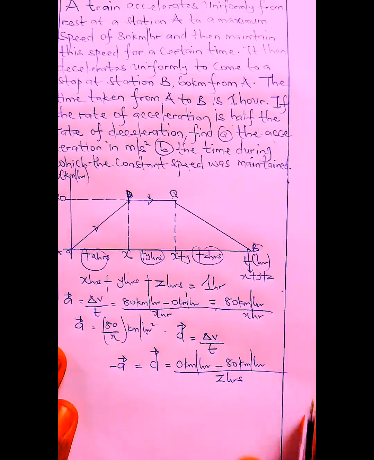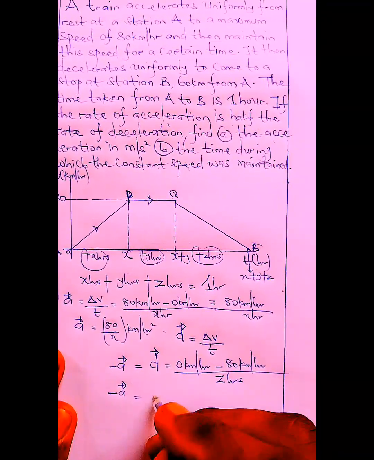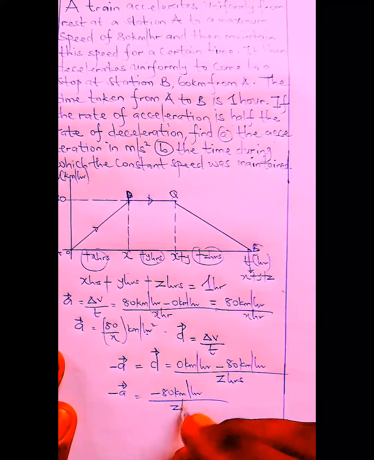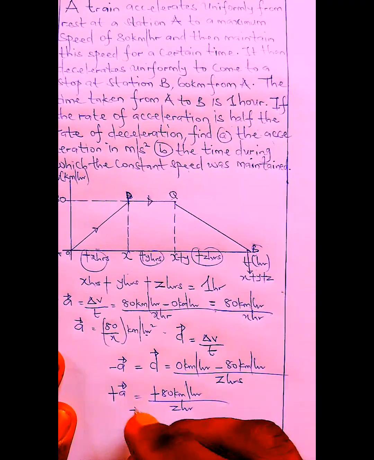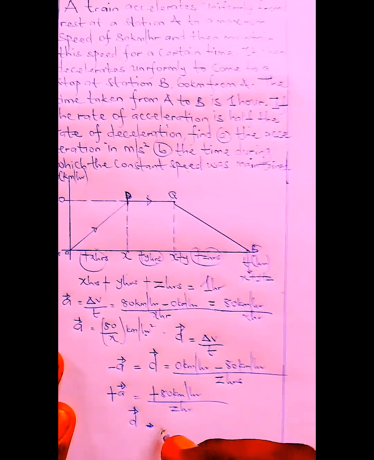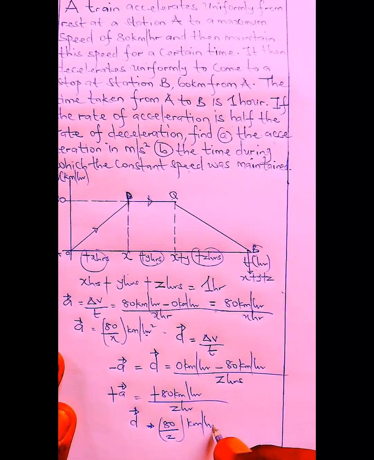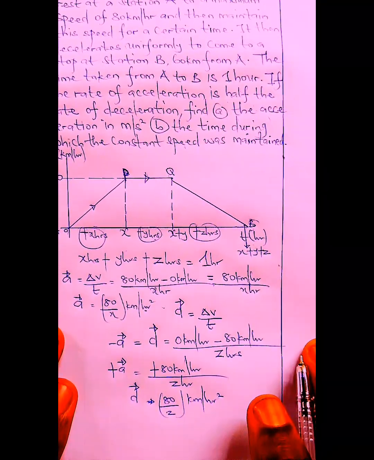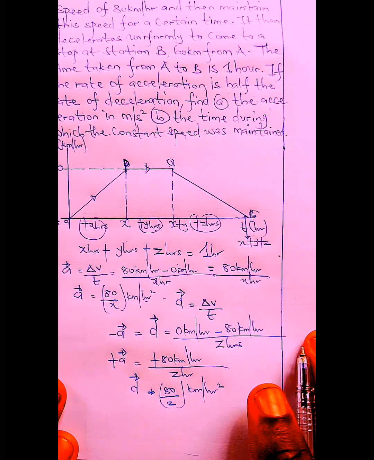So we're almost there. That's going to be minus deceleration, which is negative acceleration, minus 80 kilometer per hour over z hours. So this can take out this. So deceleration is 80 over z kilometer per hour squared. That's what deceleration is. So we're told that acceleration is half the rate of deceleration.